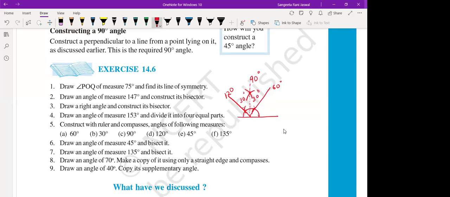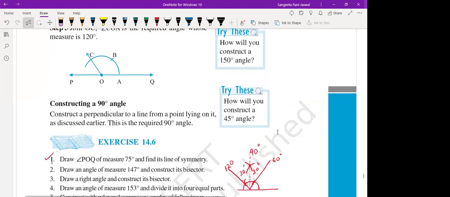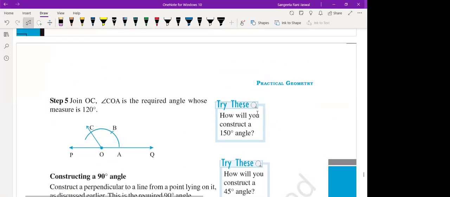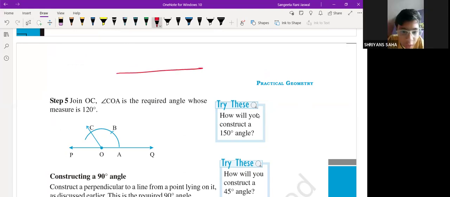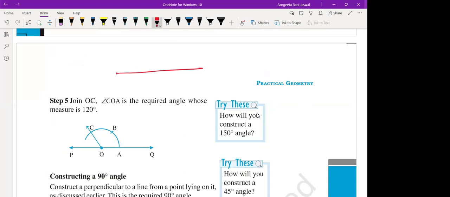So let's do the first question here. Now you all know how to make angle bisectors. If any angle is still remaining, let me show you that also. You have understood now 60, 90, 120. In the same way you can construct 150 also. Can you make 150 degrees?